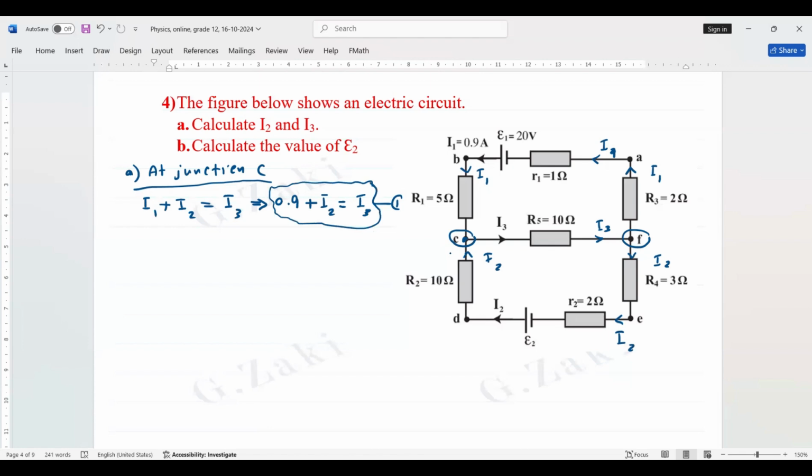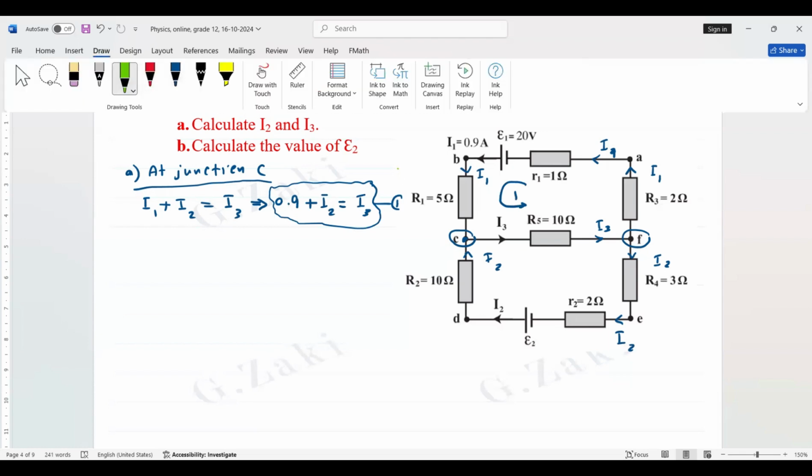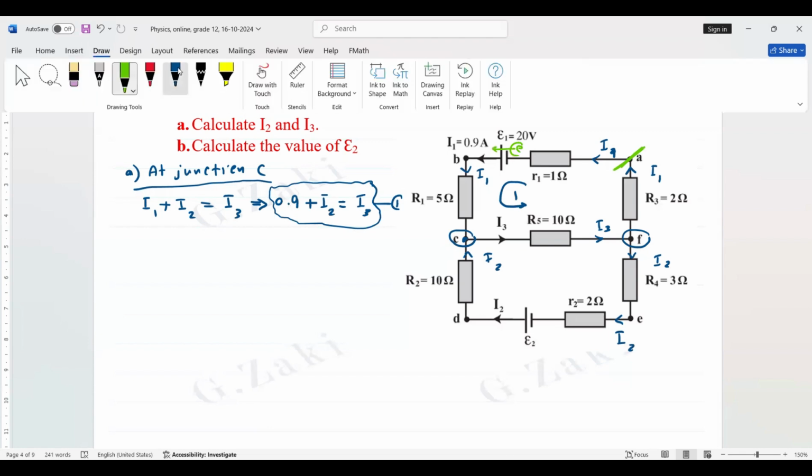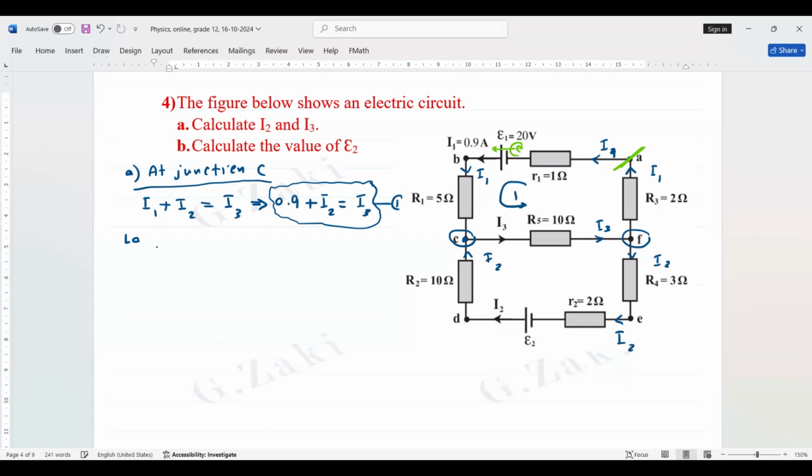Now, what about the loop? Here, the electromotive force 1 is 20. Then this is the best direction of loop 1. We put the direction of electron flow. See here, this is the electron flow. We start at corner A. Now we write loop 1.